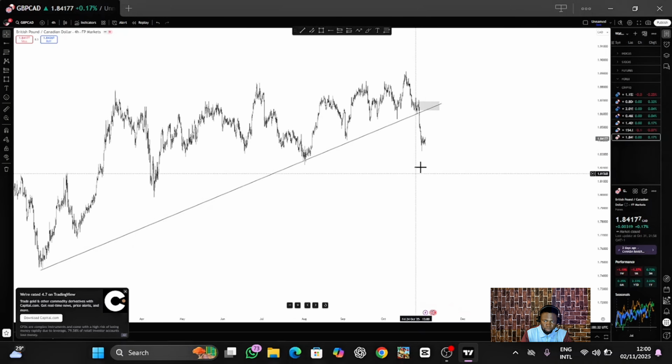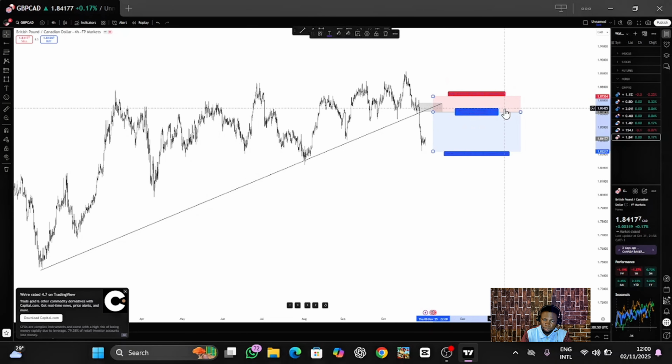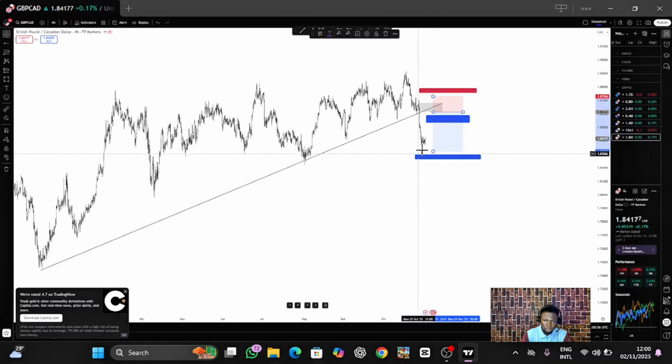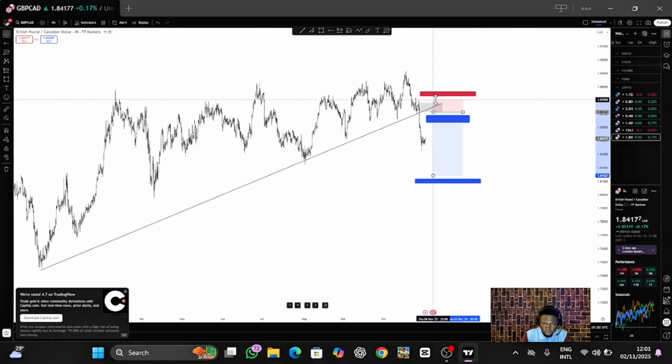So I'm likely to enter this sell from here according to the fib level, from there, then targeting all the way down here.